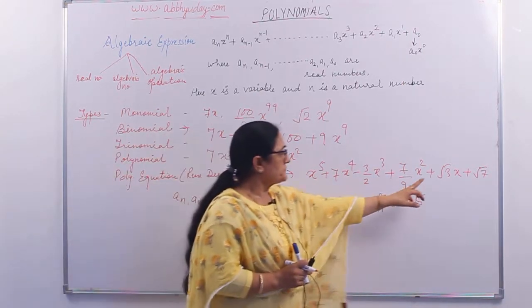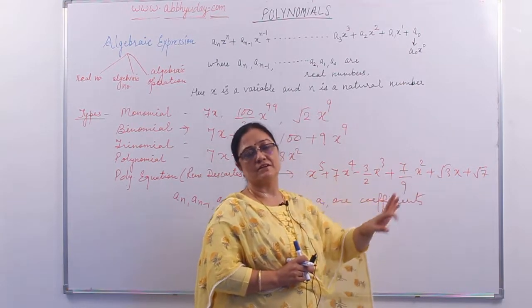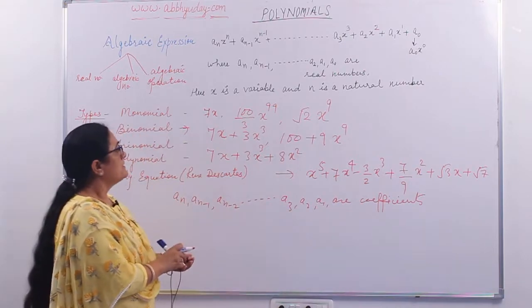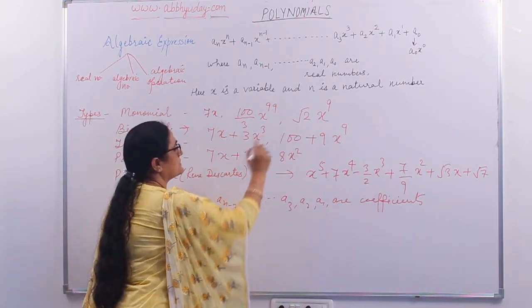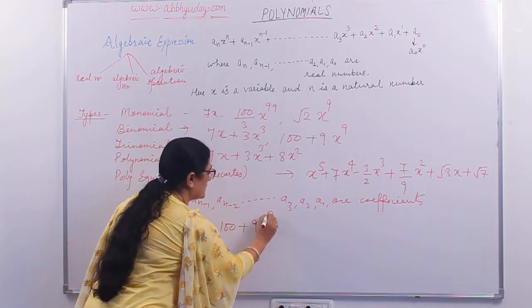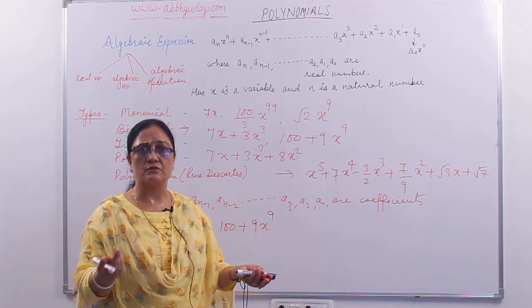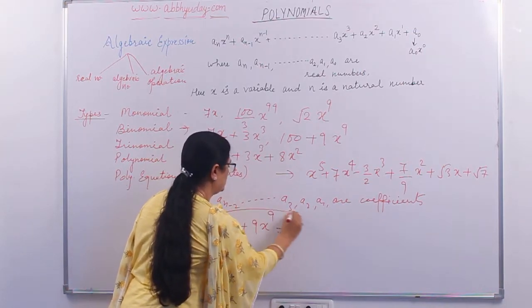Since an irrational number is also a real number, I have taken the irrational number also here. So this is the polynomial. Now suppose I write, say, 100 plus 9x power 9. It is a binomial. A binomial is a special type of polynomial which has only two terms. Suppose I write this equal to 0.